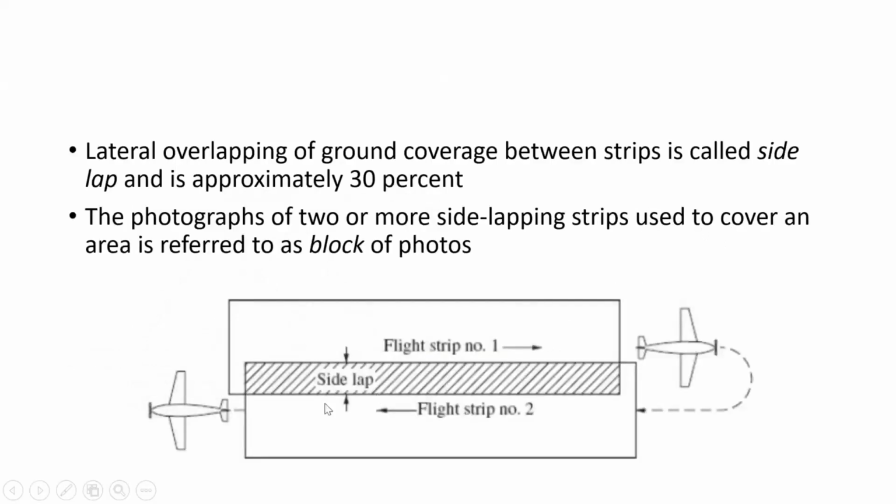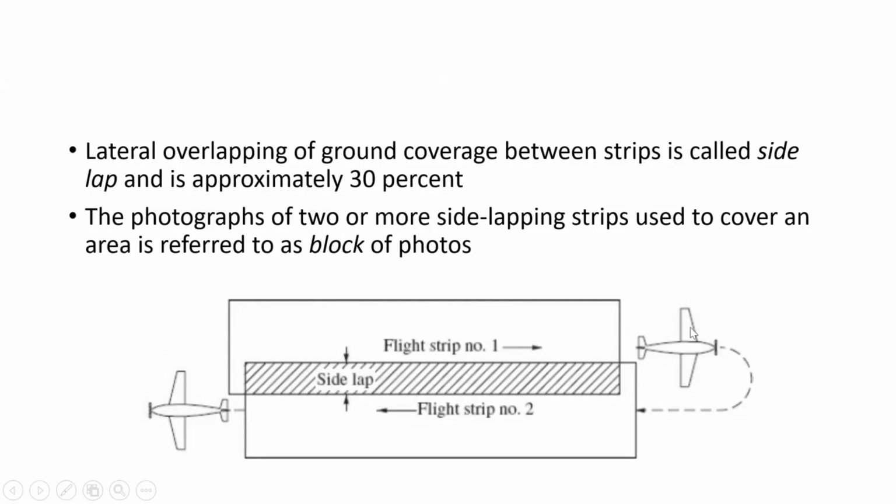See here, in this photograph. This is the flight strip. This is the width of the photograph. There are so many photographs taken like this along the flight strip. All the photographs taken along this flight line are called a strip.